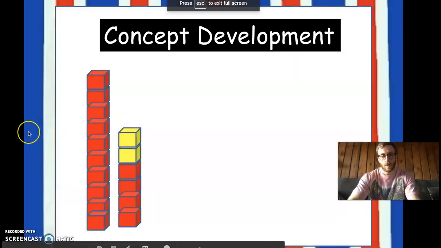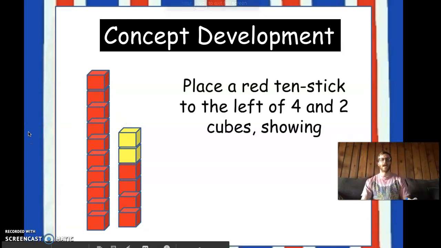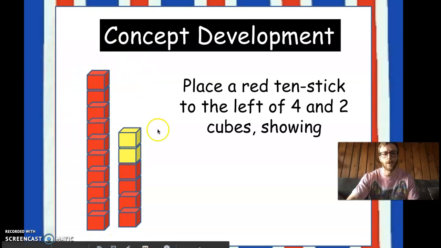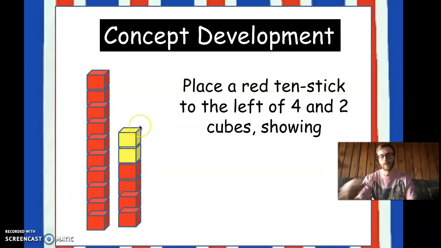All right. So, right here on my screen, I have placed a red 10 stick on the left side, and then I have 4 red cubes and then 2 yellow cubes showing. So I want you to think of a number sentence that goes along with this right here. Okay, I'll give you a couple seconds to think of a number sentence that goes with our colored cubes here. One part is red, the other part is yellow. Take 5 seconds.